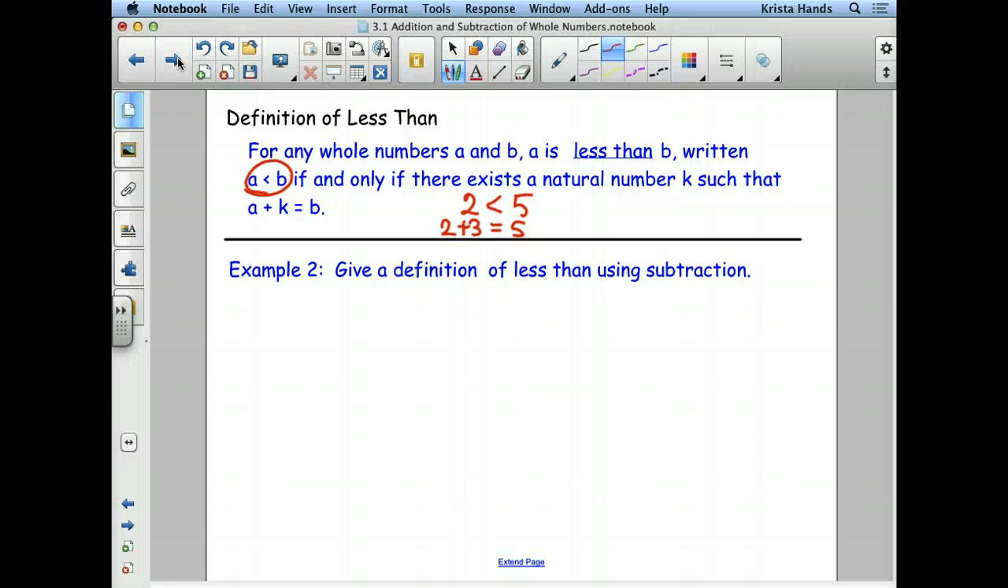Example 2 says we're going to give a definition. So definition means it's going to look very much like this. We're going to write a lot of words down. But we're going to use the definition of less than using subtraction instead of addition. So the first part is going to start the same. It's going to say for any whole numbers A and B.